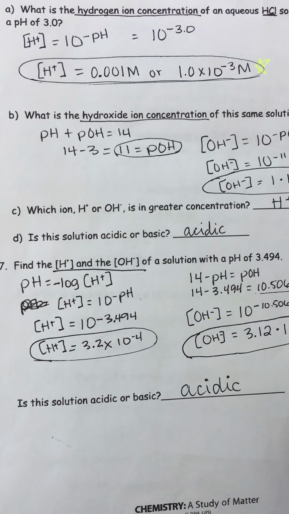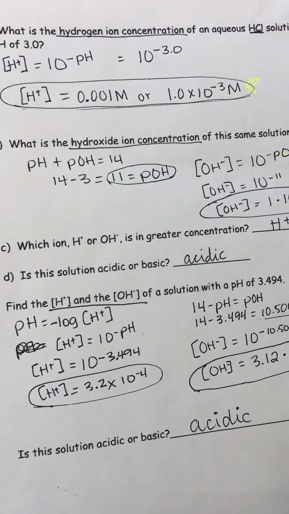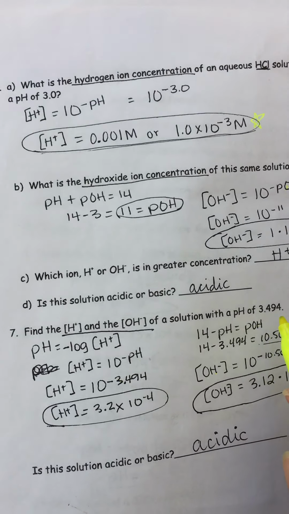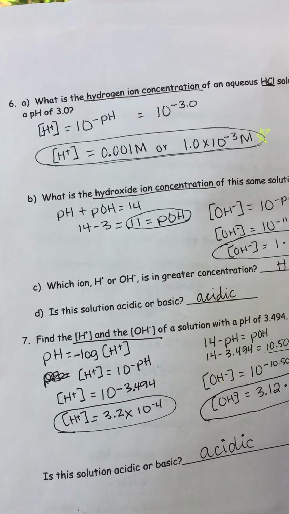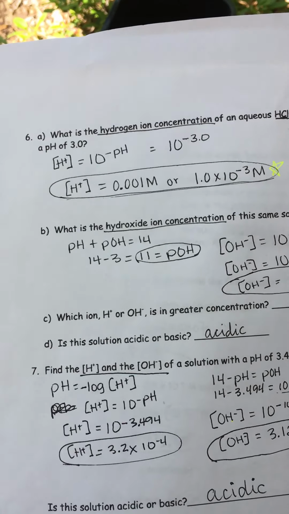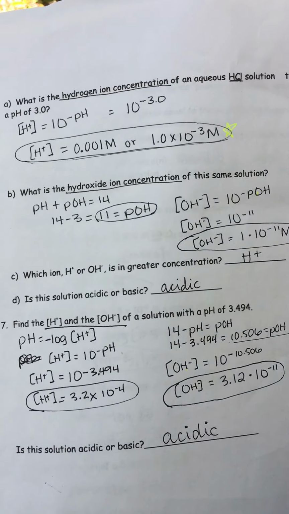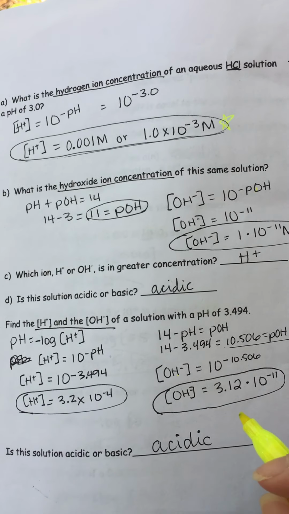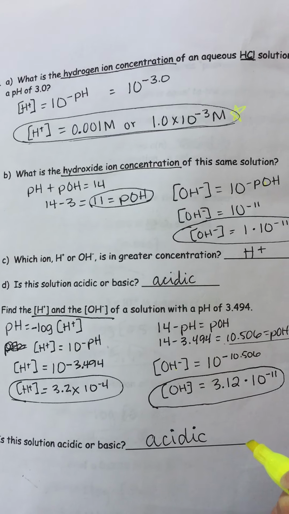Now, is this solution acidic or basic? Well, we know that the pH was 3.49. That tells us we've got an acidic solution. So always base whether a solution is acidic or basic on the pH value, just to keep that straight. So always use the pH value to determine that.